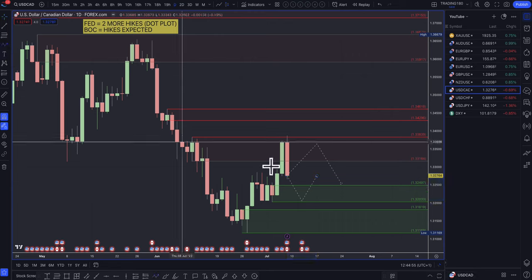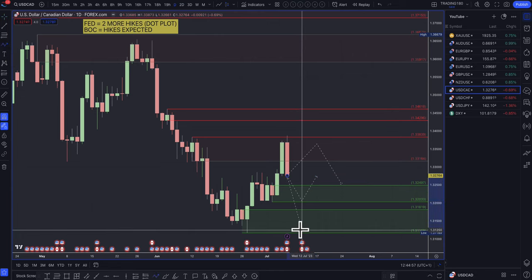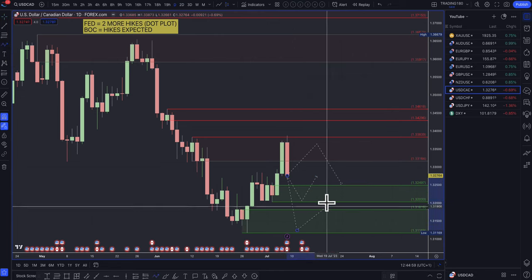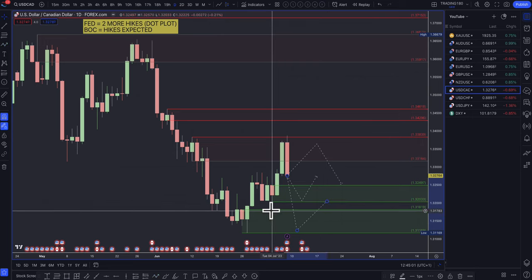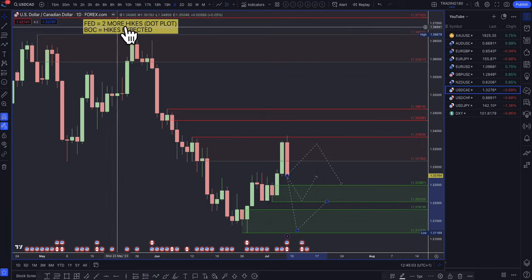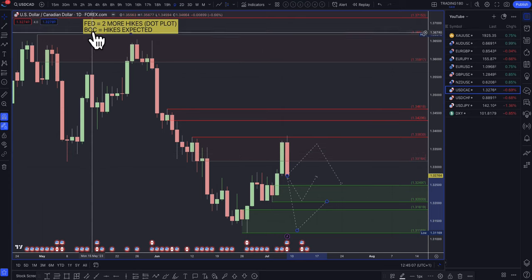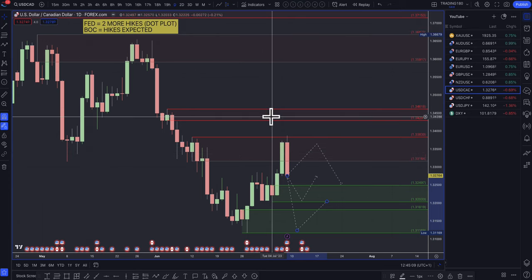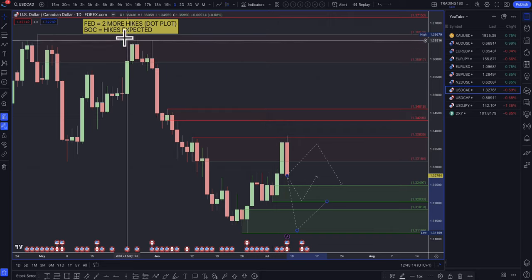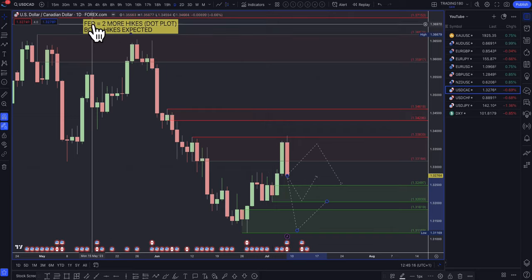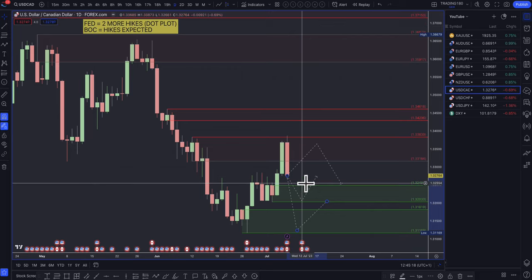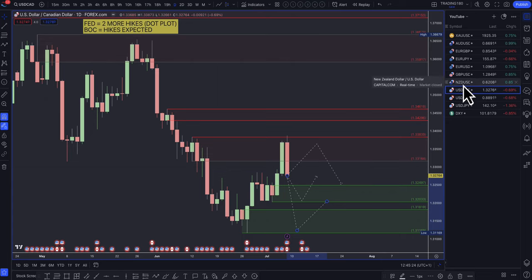But I think these areas, especially this lower area, this 131 area, technically I like it, but just from a fundamental perspective, I don't really like trading this pair, unless, for example, the Bank of Canada come out after their rate hike and say that they're not looking to hike rates anymore and they're looking to hold, and the Fed are looking to continue to hike, then in fact these demand zones could be quite nice buying opportunities for the dollar.